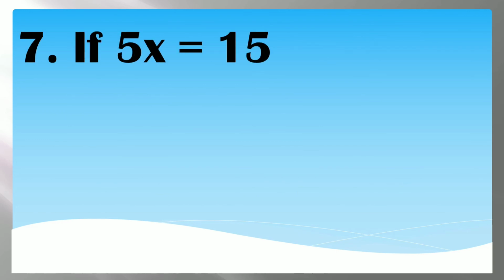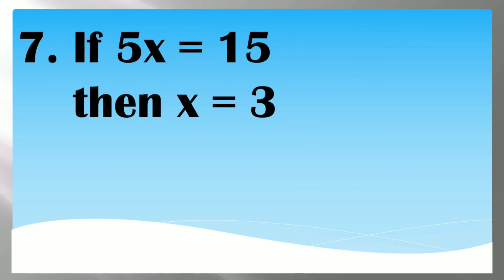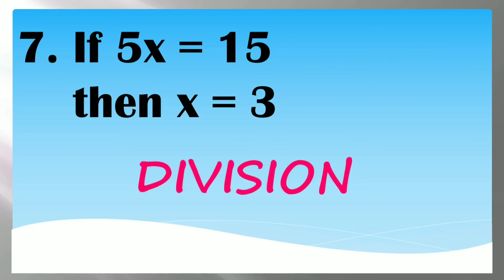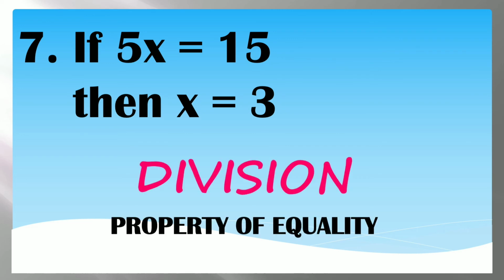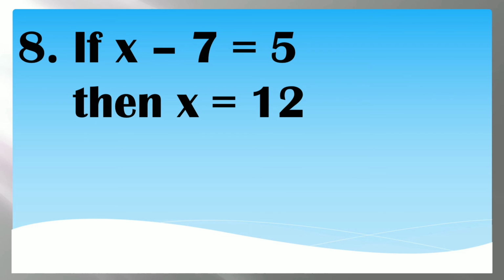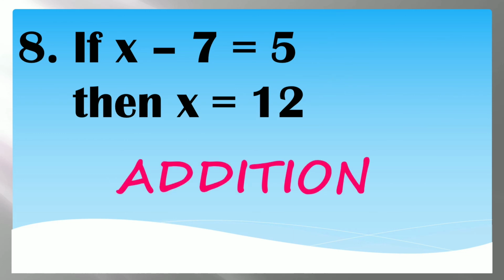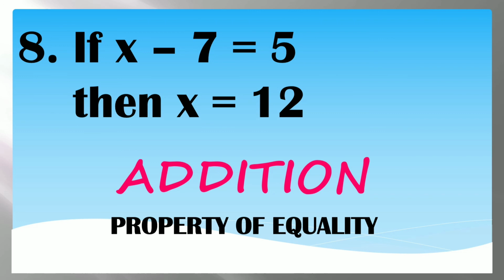Number 7: if 5x equals 15, then x equals 3. How did it become x equals 3? If you noticed, we divided both sides by 5. So it is the division property of equality. Number 8: if x minus 7 equals 5, then x equals 12. How did it become x equals 12? We added 7 to both sides. So it is the addition property of equality.